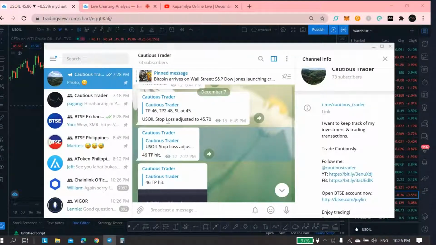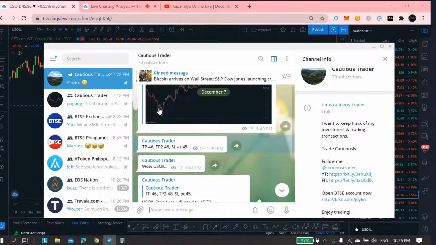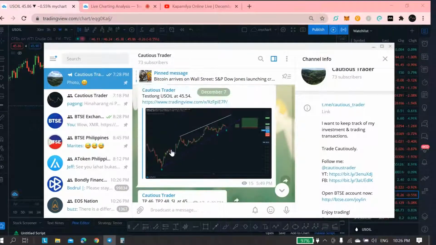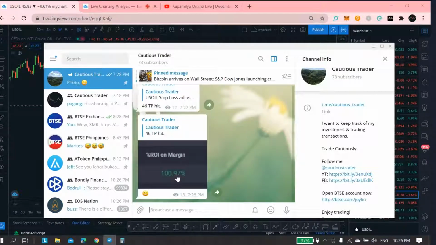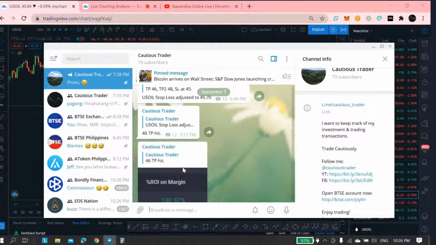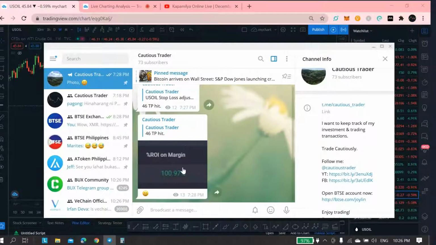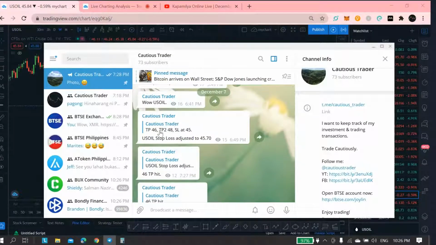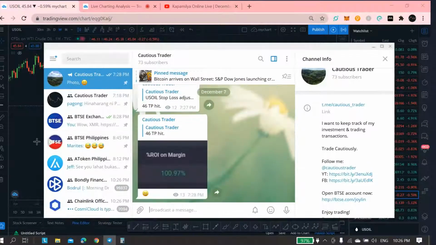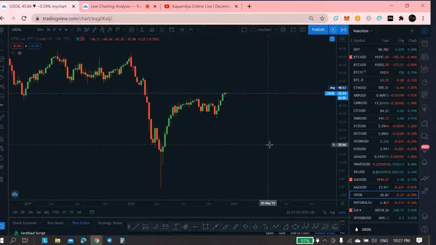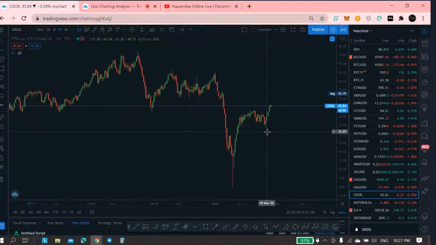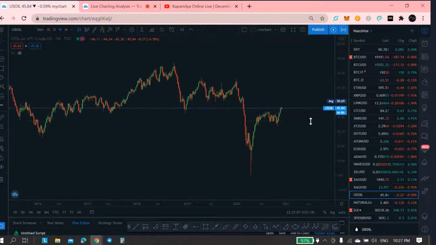Actually, my open price or entry price is, let me just open my stop loss. Oh, there, 45.54, and then I took profit at 46, and that's my ROI. I still have an open position with a TP of 48 because I have two TPs there. So anyway, let's look at that. Yeah, really US oil.